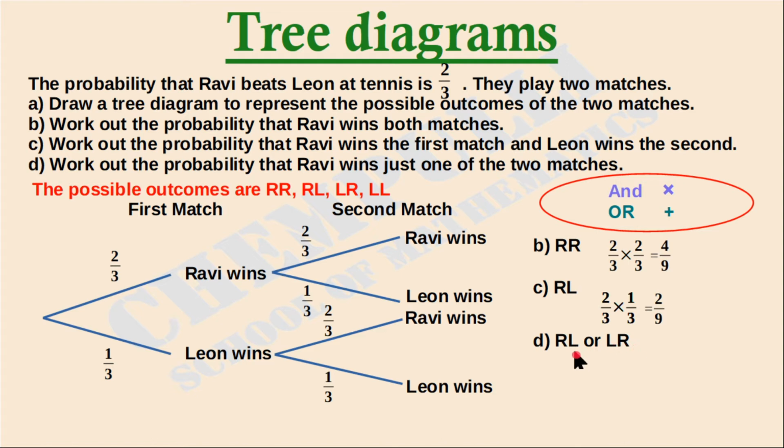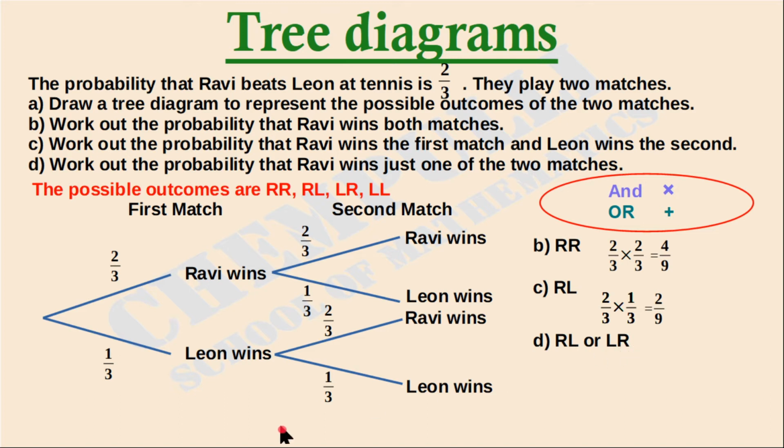First we have to take this RL, which is the RL branch. That is, first match Ravi wins, and the second match Leon wins. This is the RL branch. That is 2 over 3 times 1 over 3. Then "or" means which operation we will use? OR case, we will use plus operation. Okay, plus. Then next branch, what is that one?